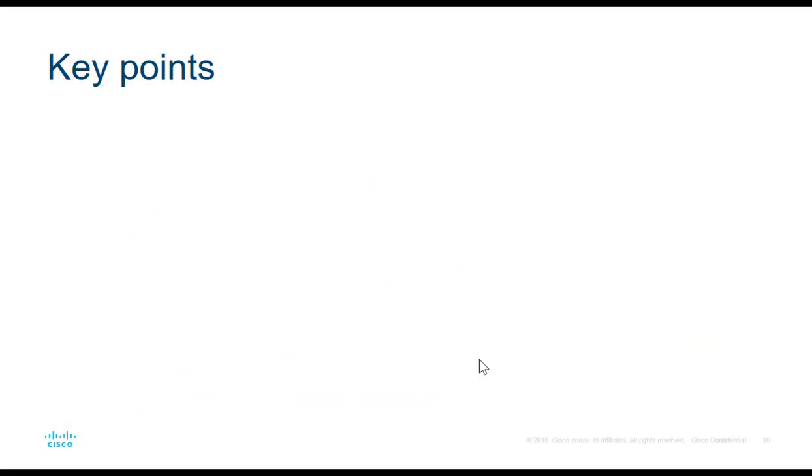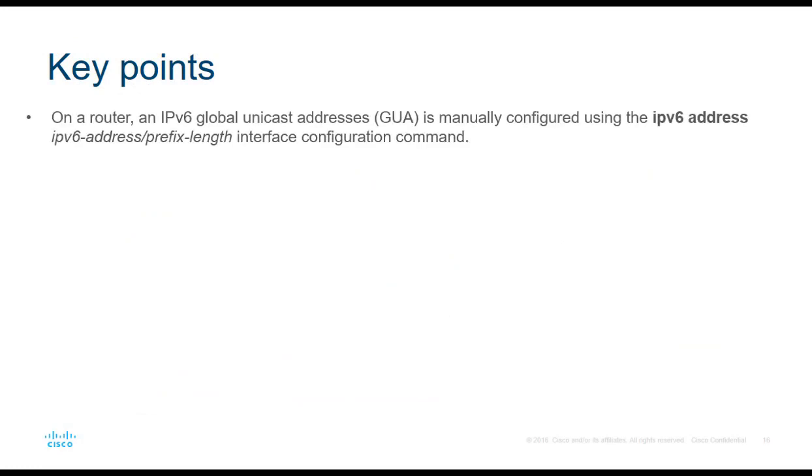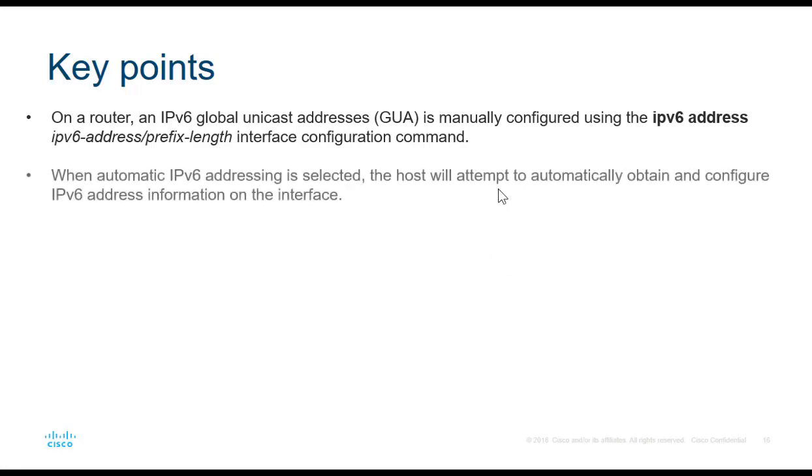So I think this should summarize lesson 1. These are the key points. On a router, an IPv6 global unicast address or GUA is manually configured using the ipv6 address and prefix length interface config command. So if you're going to configure an IPv6 address on a router interface, you go int g0/0, ipv6 address, and then you type in the address including the prefix length. The prefix length is really the subnet mask.